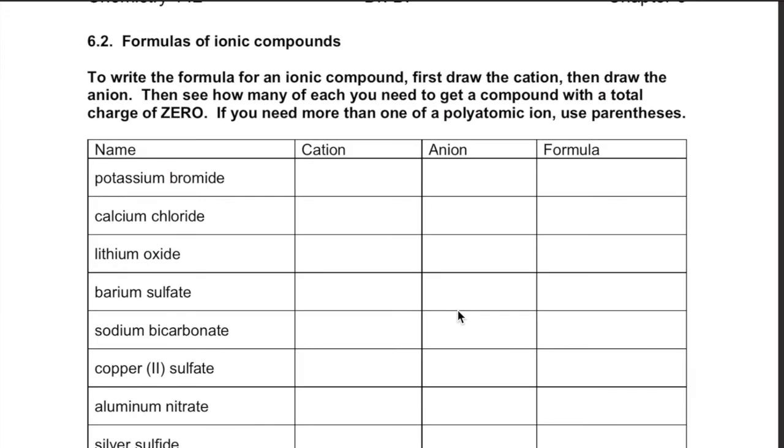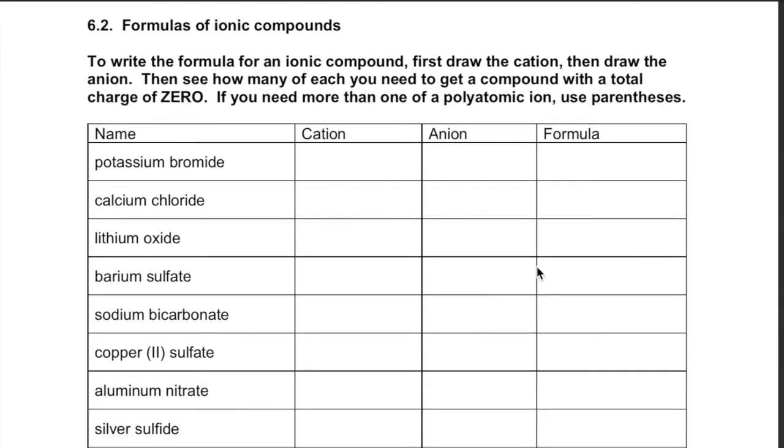So let's take a look at making the formulas of ionic compounds. And you'll start to see why we need to know some of those polyatomic ions. So the procedure for writing the formula of an ionic compound is to write out the cation with its charge, write out the anion with its charge, and then figure out how many of each you need to make a formula with an overall neutral compound. So overall the charge should be 0.